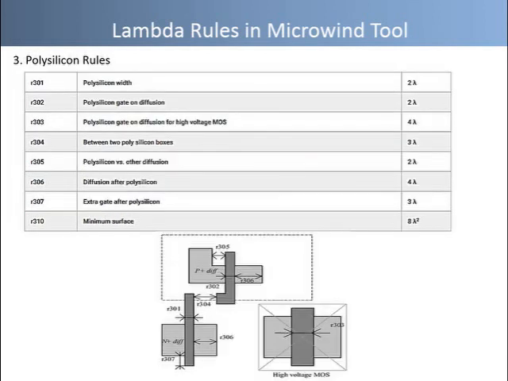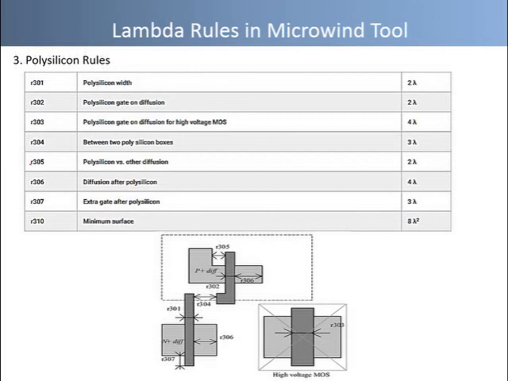There are a number of polysilicon rules as well, and important among them are as follows. Rule 301 states that the minimum width of polysilicon must be 2 lambda. According to Rule 302, the polysilicon gate must be extended beyond the diffusion layer by at least 2 lambda. And for high voltage MOS device, Rule 303 states that the polysilicon gate must be extended on diffusion layer by at least 4 lambda. Rule 304 states that the minimum separation between two polysilicon should be at least 3 lambda.